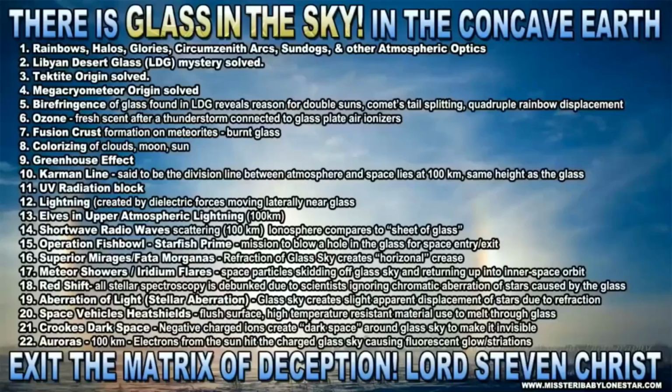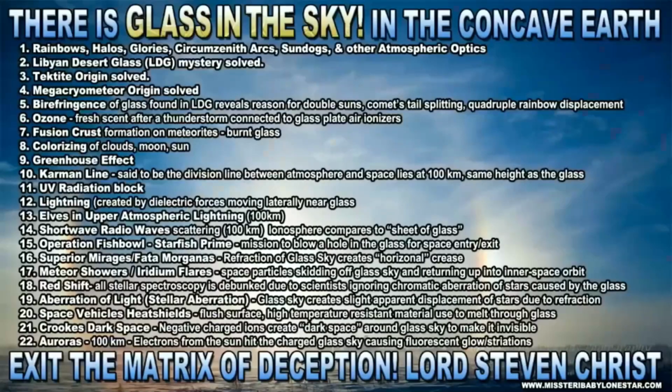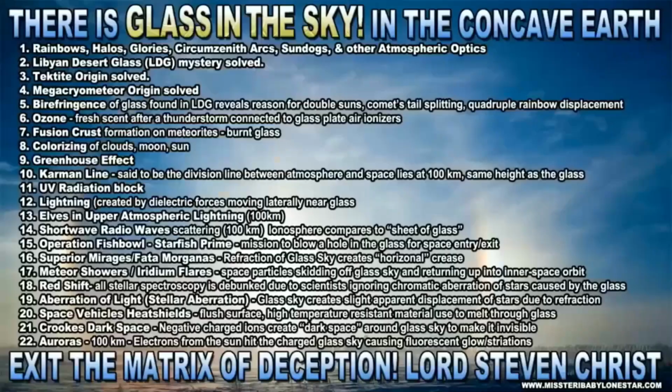Number 4, Megacryometeor origin. Large chunks of ice that fall down from the sky randomly, infrequently, but more frequently lately. Now we know where they're coming from. There's actually a whole ice sheet connected to the glass sky.